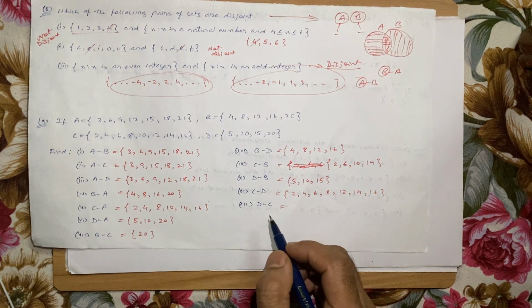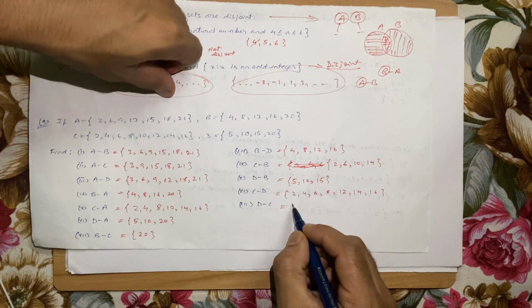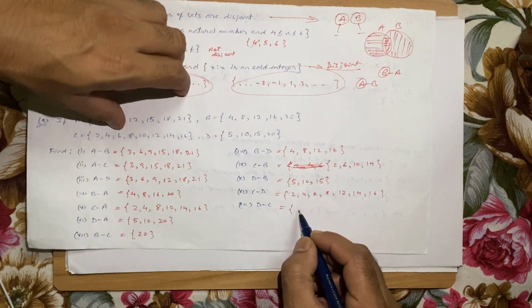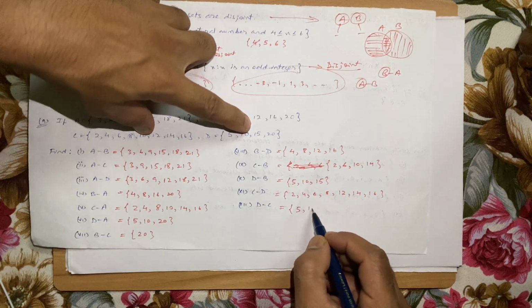And finally D minus C is what? All the elements that are present in the set D and not in the set C. Okay, so 5 is here, not there. Okay, 5. 10, I cannot do this because 10 is there. 15, yes, I can include, it's not there.